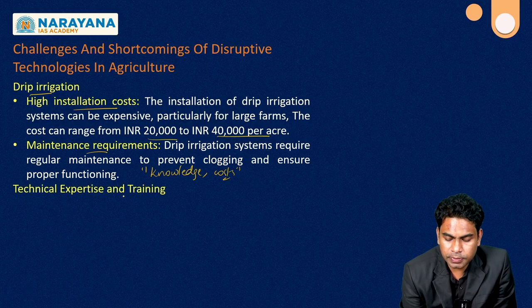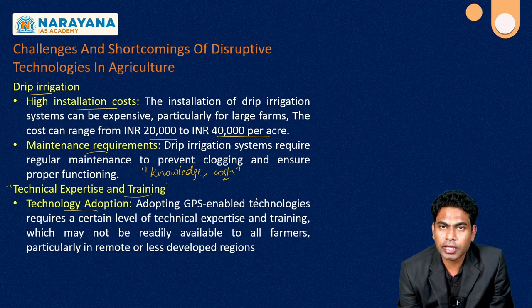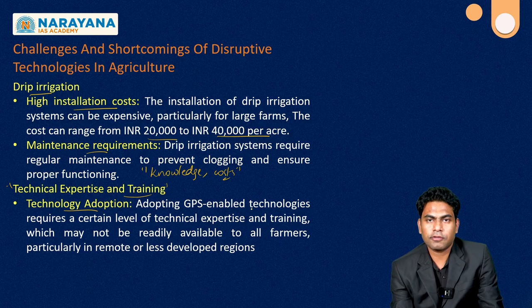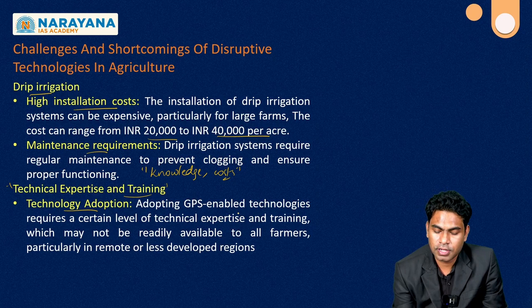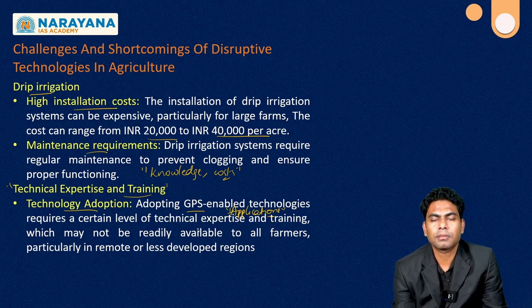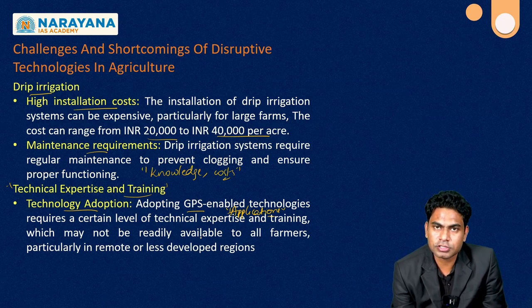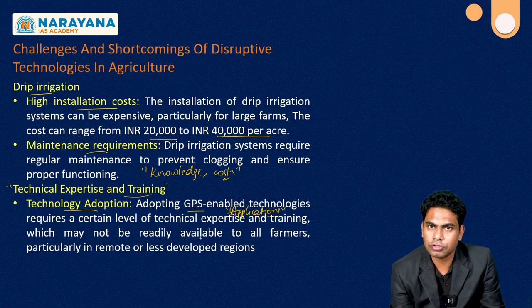Next is technical expertise and training. Technology adoption requires our ability to understand the technology. Given the low literacy rate in India, and at the same time, having literacy in itself is insufficient. We need to be well equipped to know the latest technologies like GPS-enabled technology, and understanding certain applications, etc. This in itself doesn't provide the ability to absorb the technologies in the farmers. So for that purpose, we need to do more thorough work and give training to these farmers.